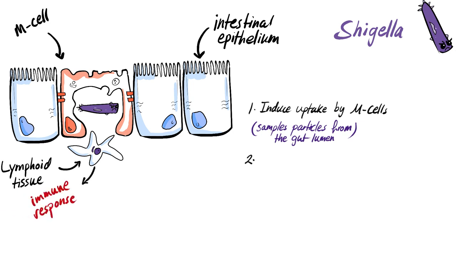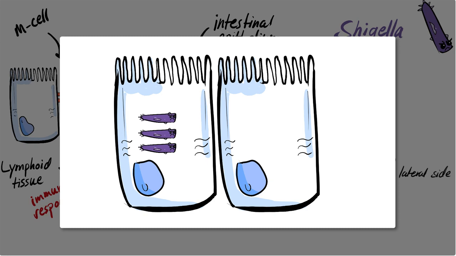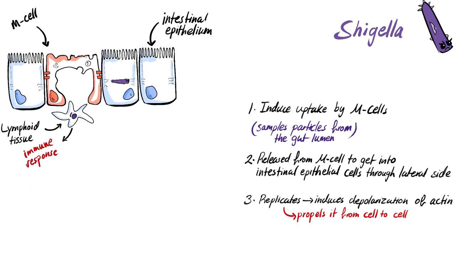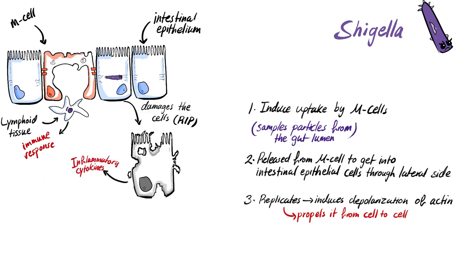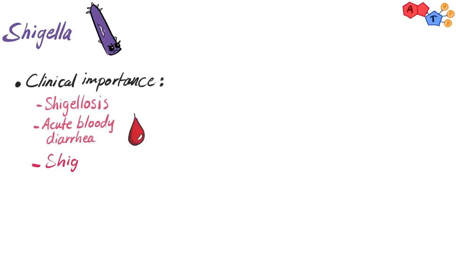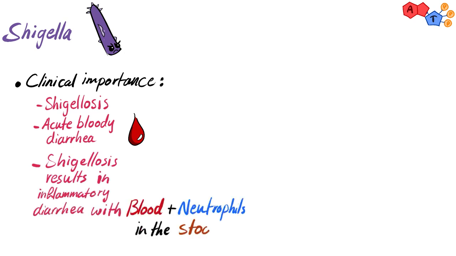After that, Shigella is released from the M cell and gets into the cytoplasm of intestinal epithelial cells from its lateral side. Then it replicates and induces depolymerization of actin filaments found in your cells in a way that propels Shigella to move from one cell to another like a rocket. That is really smart if you ask me. During the process, Shigella damages the cells and induces inflammatory cytokines release and recruitment of neutrophils. Therefore, Shigella infection will result in inflammatory diarrhea with blood and neutrophils in the stool.